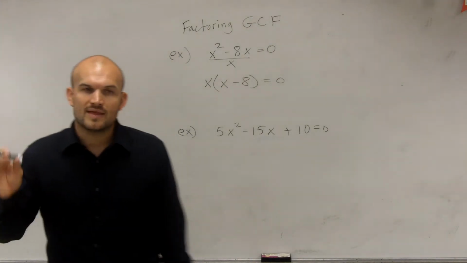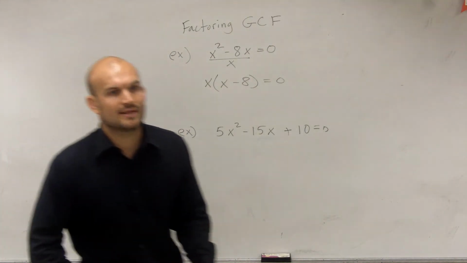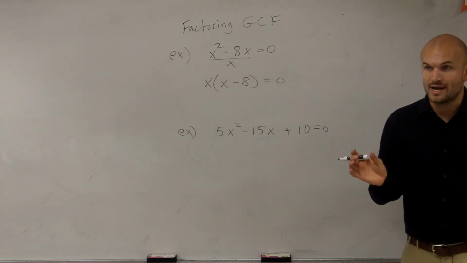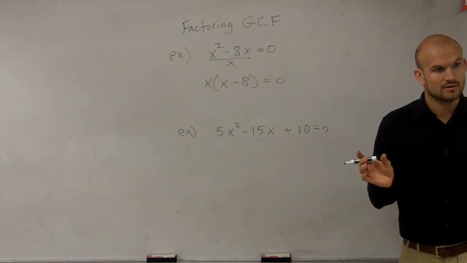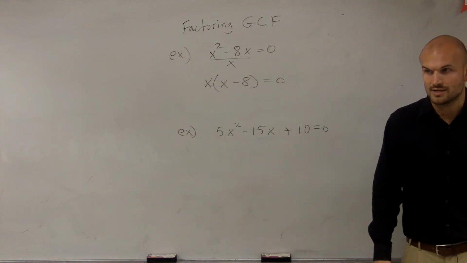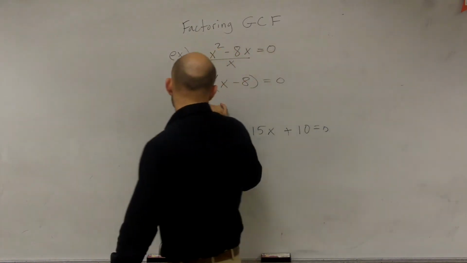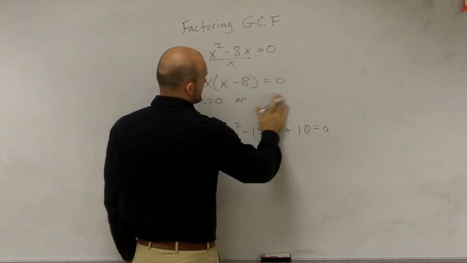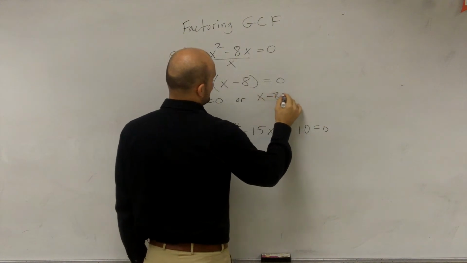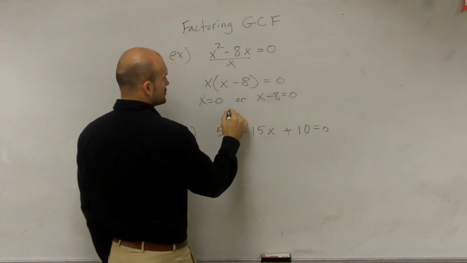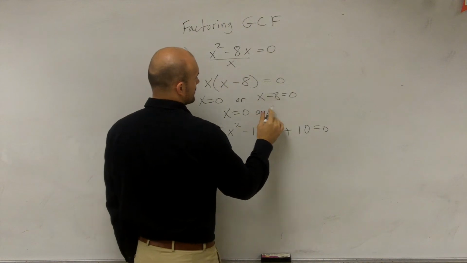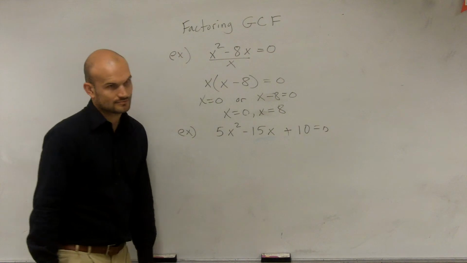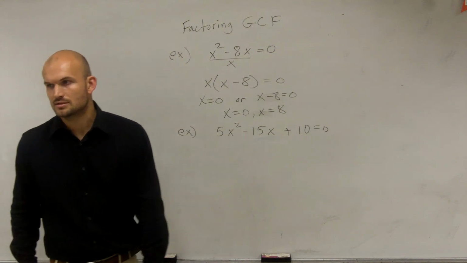All right? Now, the next thing is, remember what we last went over, which I told you guys to write down, the zero product property. Whenever you have the product of two factors equal to 0, you can set them both equal to 0, correct? Okay, so I can say x equals 0, or x minus 8 equals 0. So therefore, your solutions are x equals 0 and x equals 8. So those are the solutions.